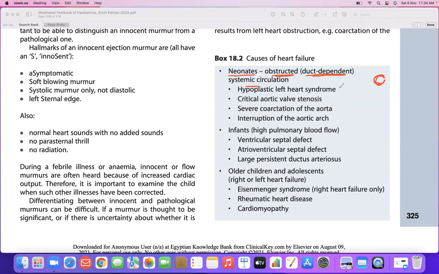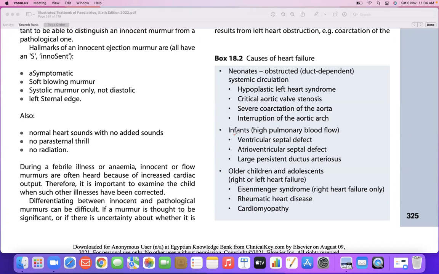I told you before, 4 points here: hypoplastic left heart syndrome, critical aortic valve stenosis, severe coarctation of aorta, and interrupted aortic arch. So always remember, it should be critical and severe. Then only they will present to you immediately during the neonatal period. So the commonest presentations for heart failure in neonates will be critical aortic valve stenosis, severe coarctation of aorta, hypoplastic left heart syndrome, and interruption of aortic arch. If it is not critical, if it is a normal aortic valve stenosis, it can present to you later in life, in a well child.